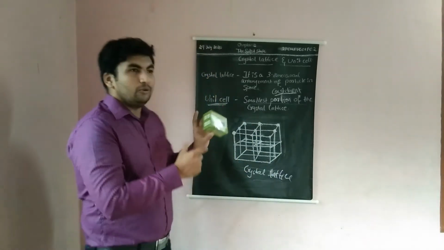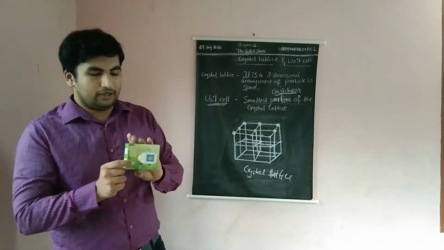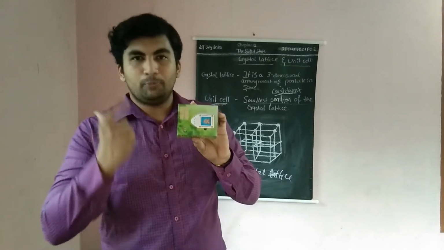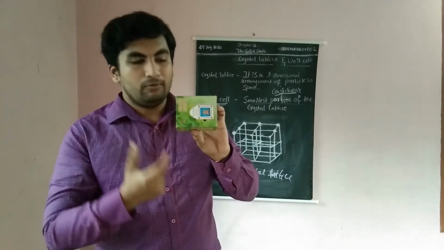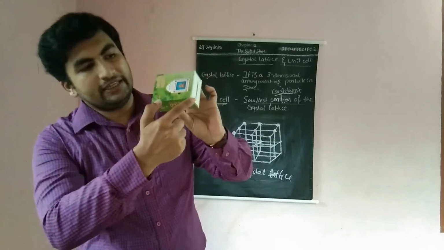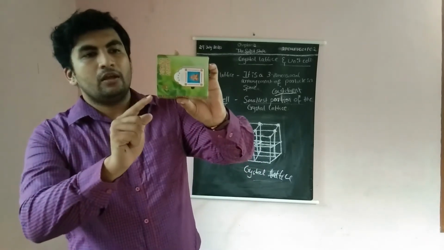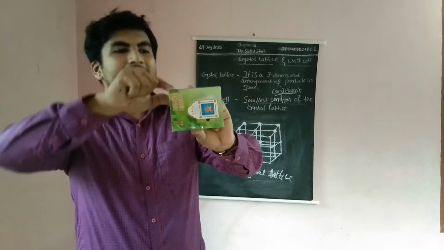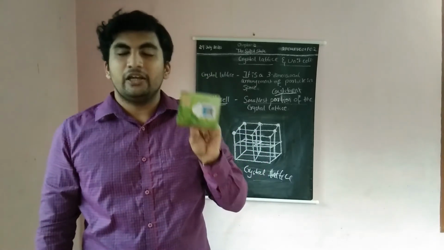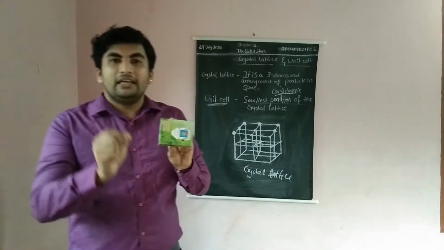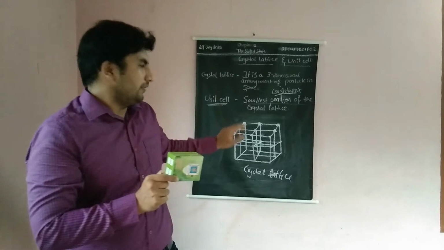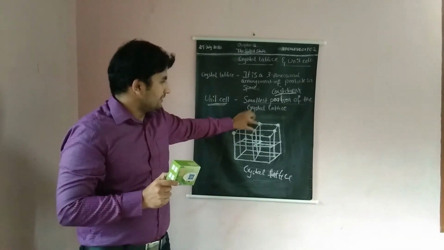Now look into those faces, edges and lattice points. See, this one considered as a unit cell, here lattice points are there. How many lattice points are there? Now we will look into that. See, 1, 2, 3, 4, 5, 6, 7, 8 lattice points are there. What is a lattice point? A lattice point is a point where the constituent particles are placed. See, this is a lattice point.